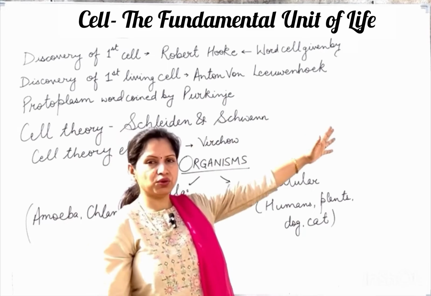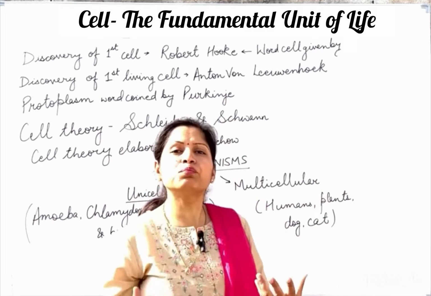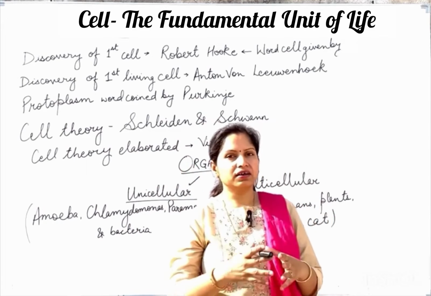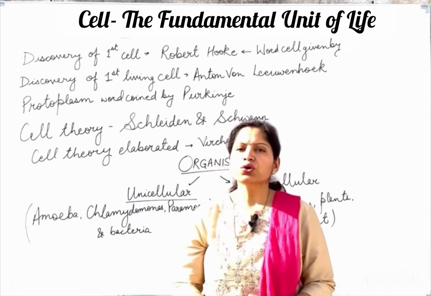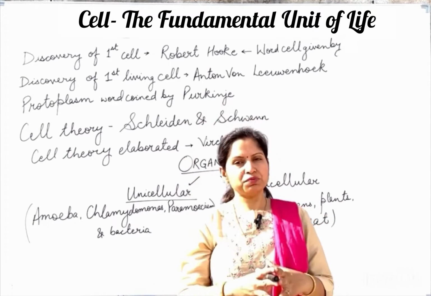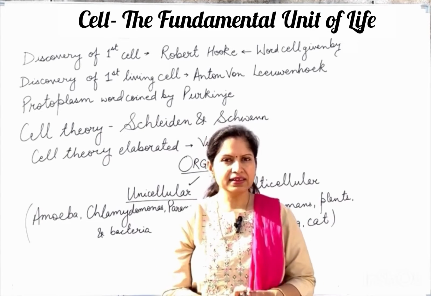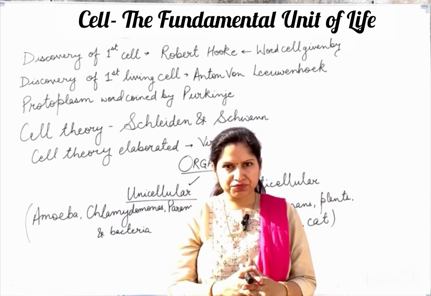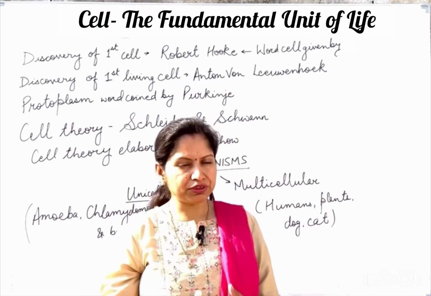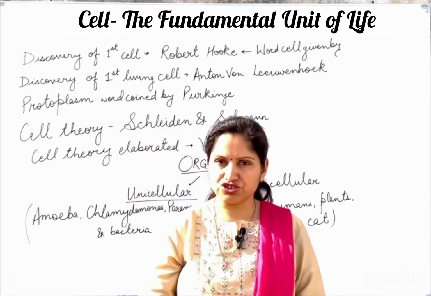Then, the first living cell was observed by Leeuwenhoek. Anton von Leeuwenhoek was a scientist who observed the first living cell in pond water. Then, the scientist Purkinje coined the term protoplasm. Now, what is protoplasm? Protoplasm means the nucleus that is present inside a cell and the cell cytoplasm. So, nucleus and cytoplasm of the cell together make up the protoplasm. This term was coined by Purkinje.